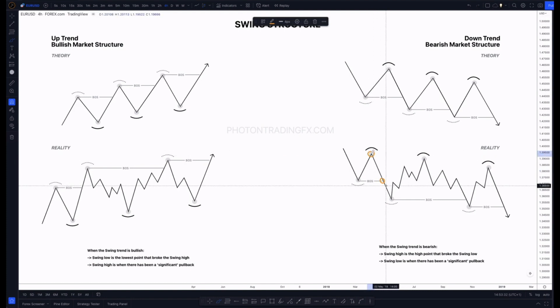It's the highest point that broke the low, right? There's no ifs, buts, or maybes. It's always the highest point between those two lows, right? Where the low was printed, price falls back to where it's broken, you find the highest point, that's your new swing high, okay?